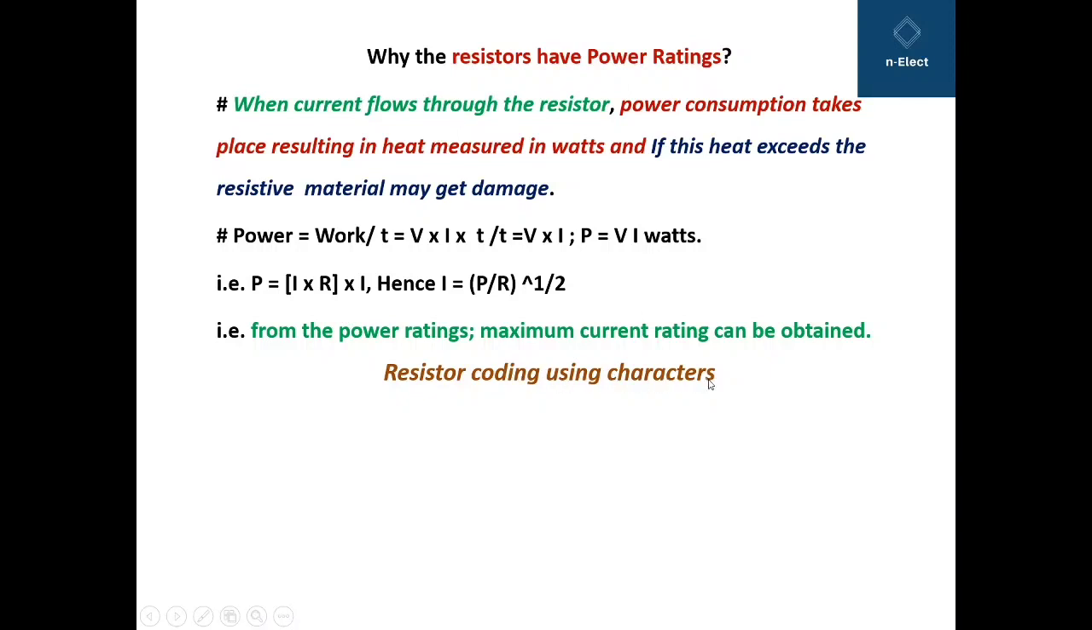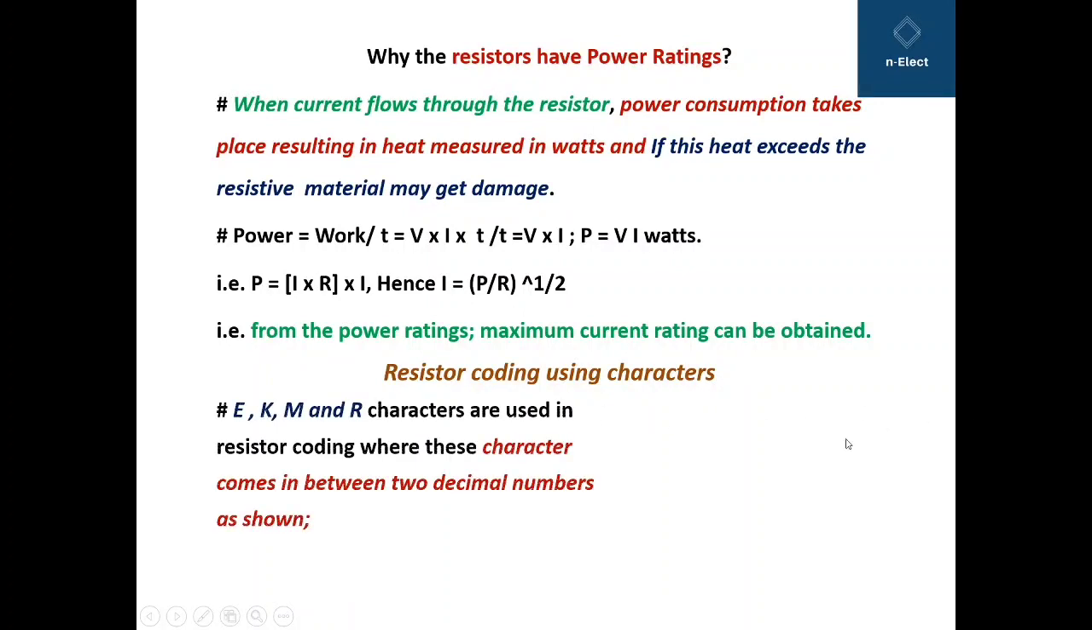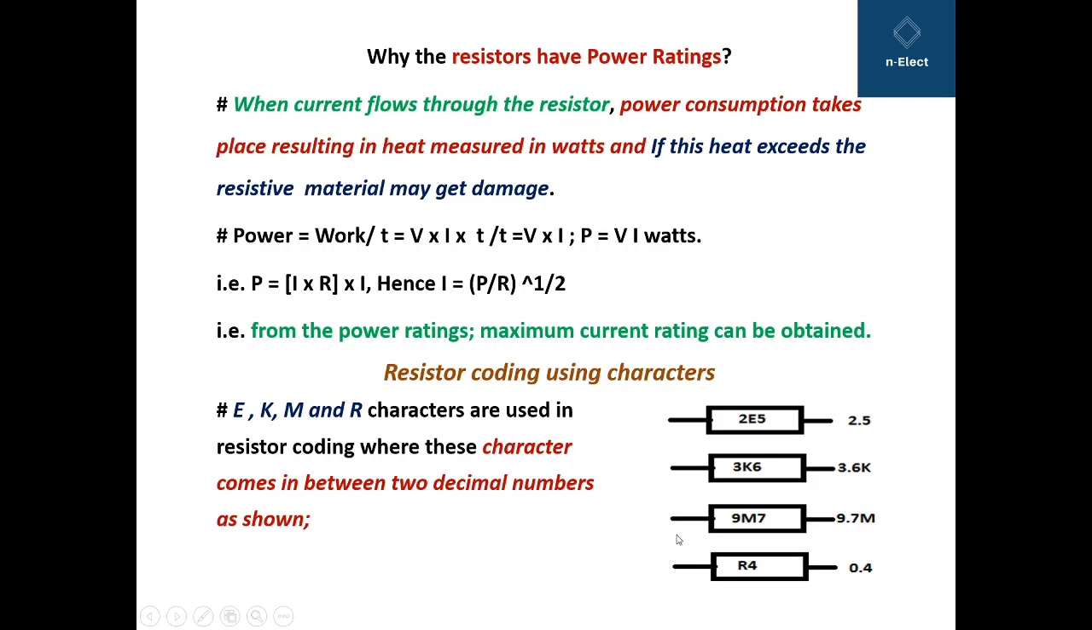Resistor coding using characters. We have already seen the resistors are coded with different color bands on their surface. There is another method of coding the resistors, and that is by writing some characters. So which characters are they? These are E, capital K, capital M, and capital R. These are the 4 characters which are used for coding resistors, where these characters come in between 2 decimal numbers as shown.